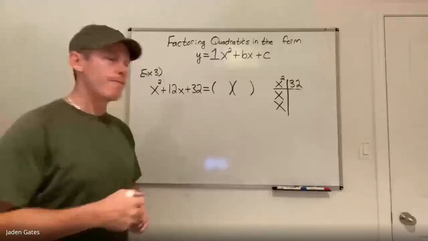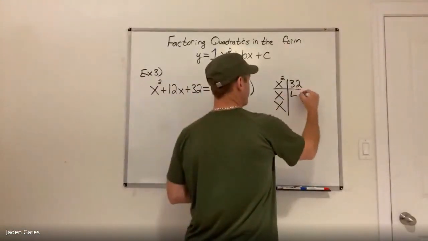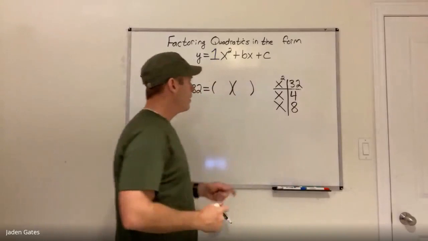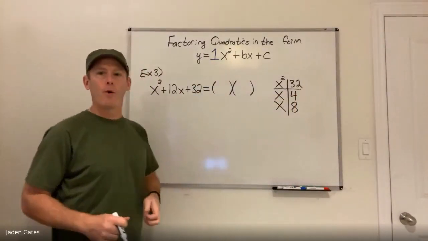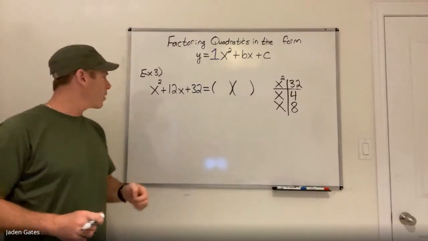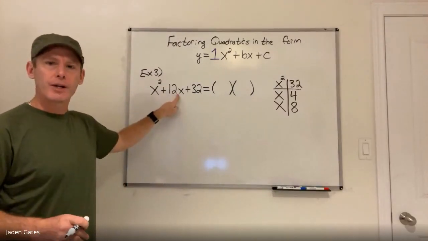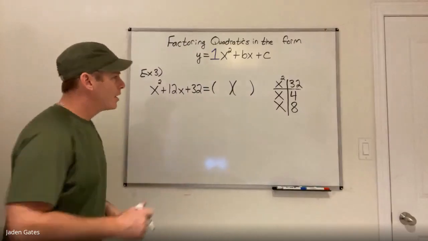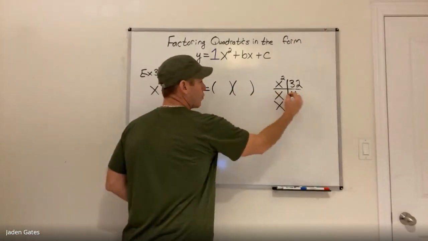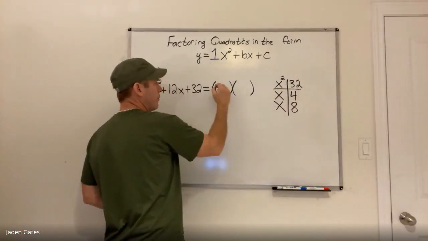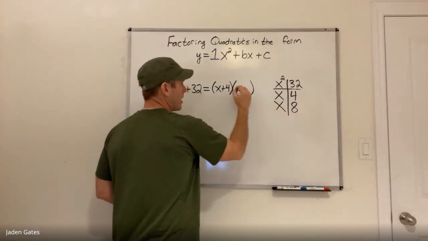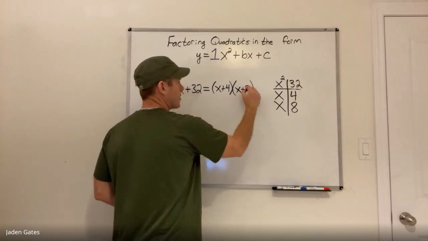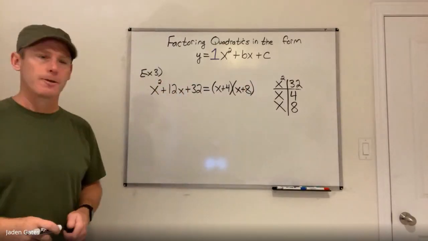4 and 8. Let's try them out. I have an 8x plus a 4x when I cross multiply. 8x plus 4x. Bingo. We got a 12x. So now I have my factors. I go across horizontally. I have an x and a positive 4. So I go x plus 4 in this one bracket. And in the second bracket, I have an x and a positive 8. So I have an x plus 8. And there it is factored.